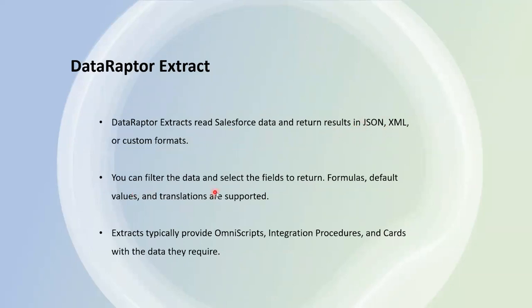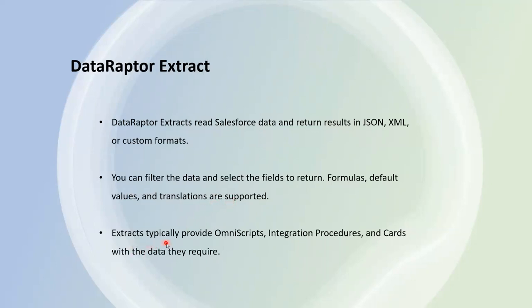You can filter the data and select fields to return. For example, I want to fetch data from Account. Let's say there are 200 fields in the Account, and I don't want all the fields' data. In that scenario, I can filter the fields. I want only 4 fields of data, so I can filter the fields to return, and formulas and translations are also supported. What formulas are and what translations are, we'll see.